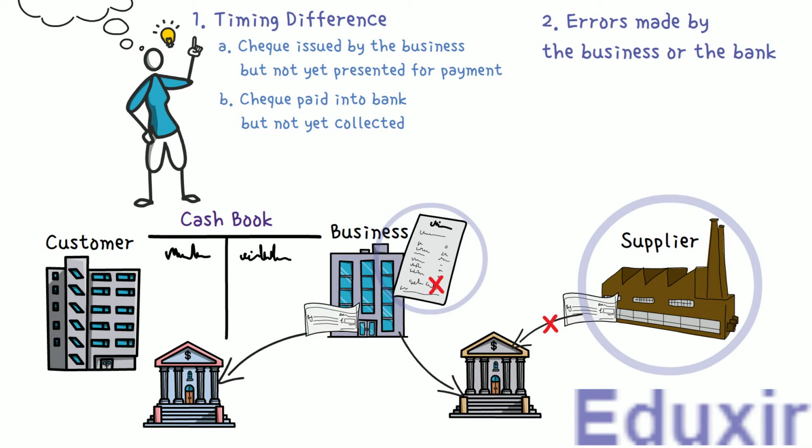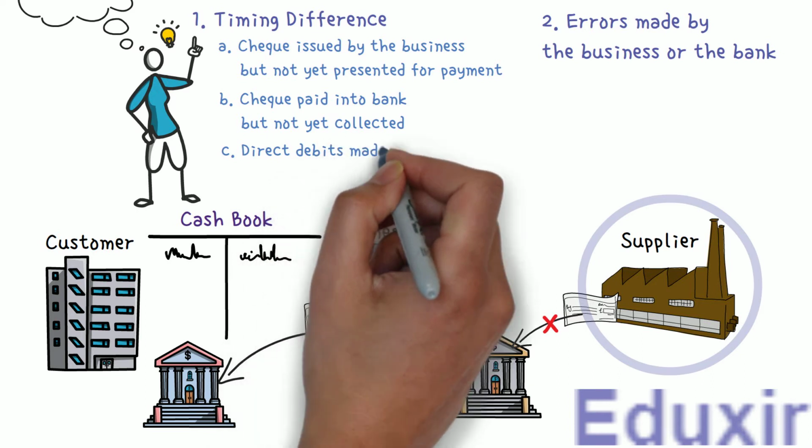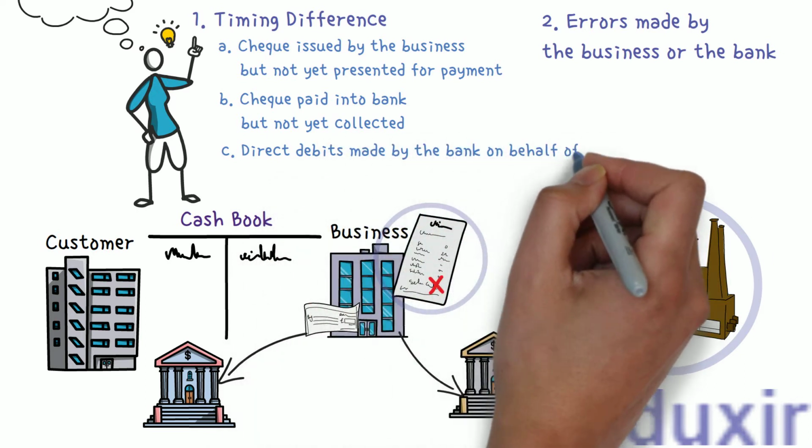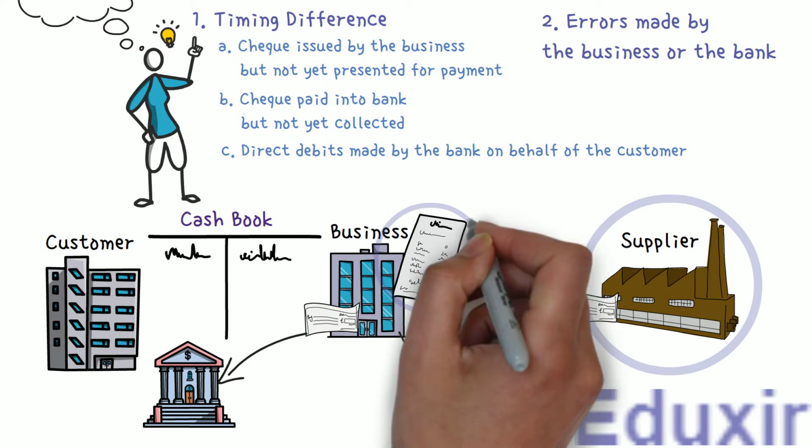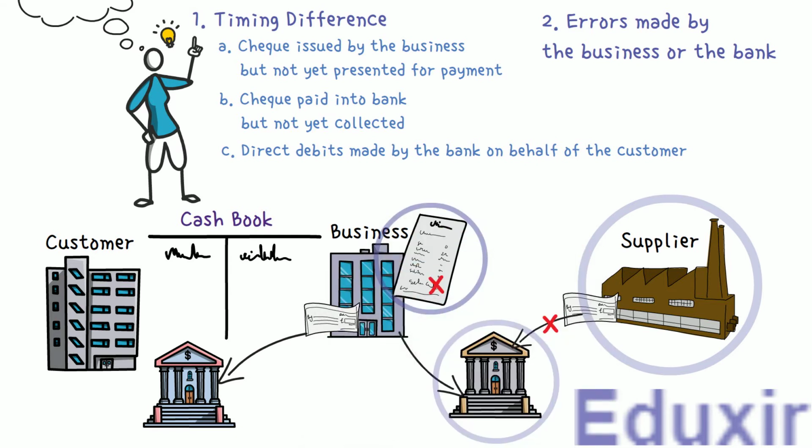The next reason is direct debits made by the bank on behalf of the customer. Sometimes, the bank deducts the amounts for various services. The business may not be aware of these deductions. So, these deductions which fall under expenses may not have been recorded in the cash book. For example, the bank charges and interest on overdraft in case of current account might have been deducted by the bank, but the business knows about these deductions only after the bank statement is received. This is one other reason.